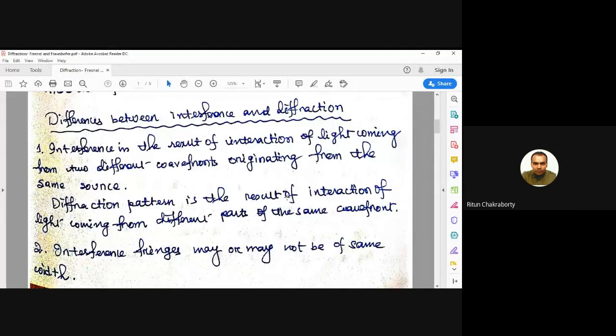Interference we have learned earlier, and there are some similarities, but there are also some differences between them. So let us read. Difference number one: interference is the result of interaction of light coming from two different wavefronts originating from the same source.